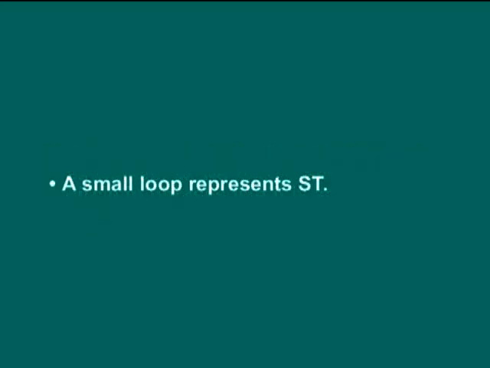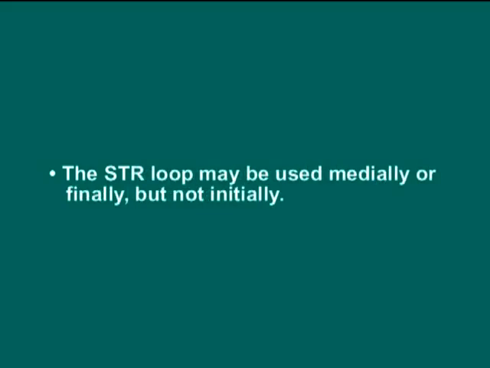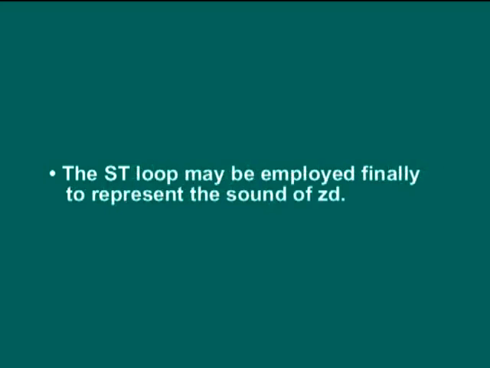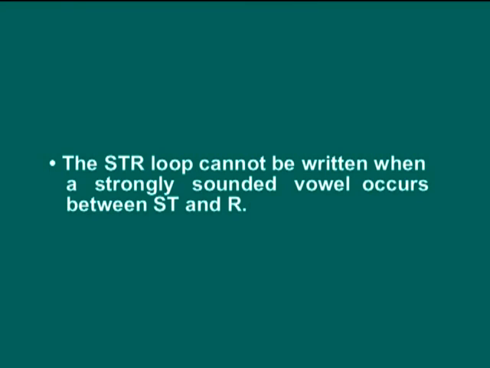A small loop represents ST. A large loop represents STR. The ST loop may be used initially, medially or finally. The STR loop may be used medially or finally but not initially. The ST loop may be employed finally to represent the sound of ZD. The ST loop cannot be employed when a vowel occurs between S and T, nor can the loop be written immediately before a final vowel. The STR loop cannot be written when a strongly sounded vowel occurs between ST and R.